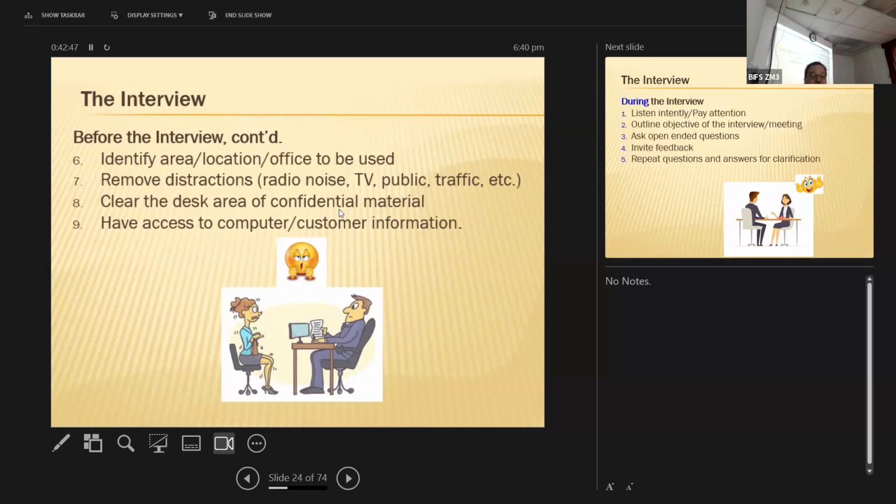This is exceptionally important because of bank secrecy. Clear the desk area of any confidential material relating to another client. Okay. In fact, you would want to keep your desk clear. Period. Okay. So you only have on your desk what you need for that particular interview. Okay.